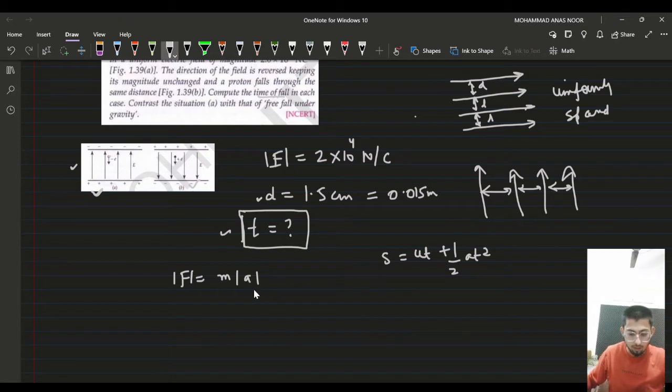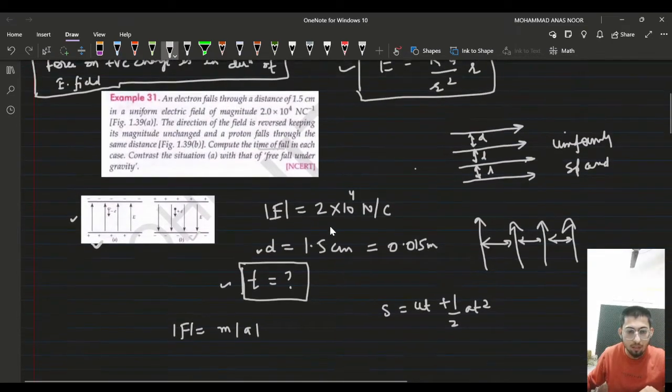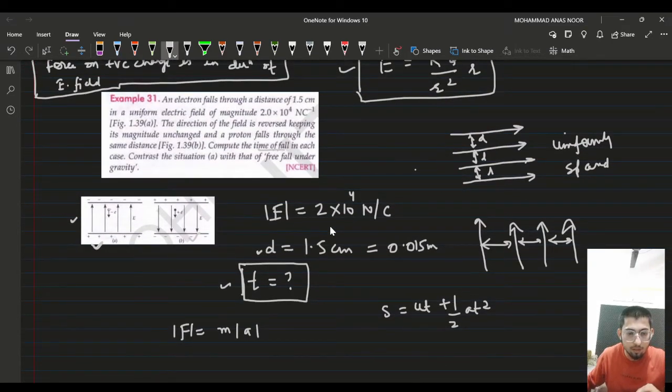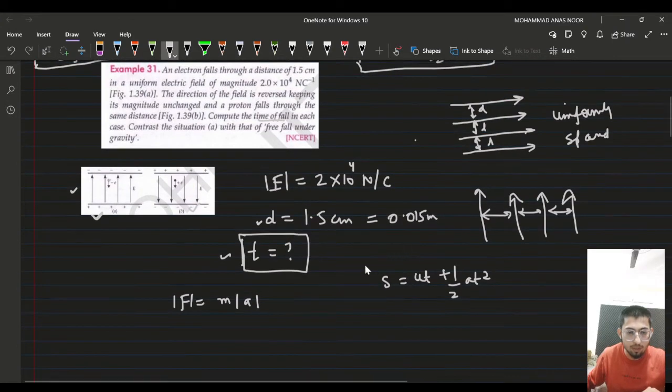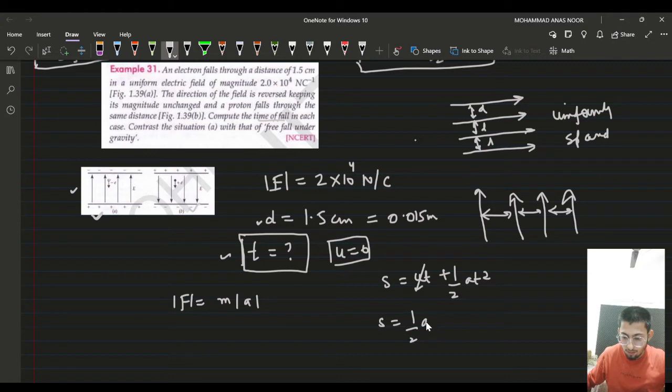We need to find t. In any case, is u 0? Yes, we would assume that it is 0, because it is at rest in the beginning. So u is 0, then it would come down to s is equal to half at square.